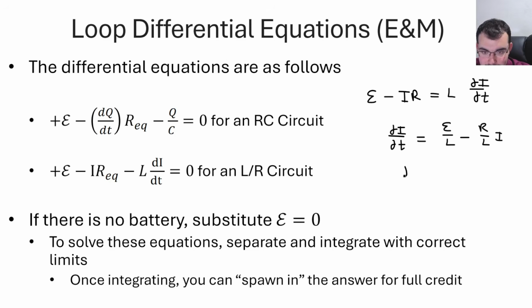Now I have to separate, so I have to put everything on one side. And then I integrate both sides. So this would be an inductor that starts with 0 current in it and ends with current in it, and we go from 0 to some time t. And then to get my full point, I actually don't need to show any work after this point. I am just apparently some sort of physics visionary because, oh look, here comes the answer.